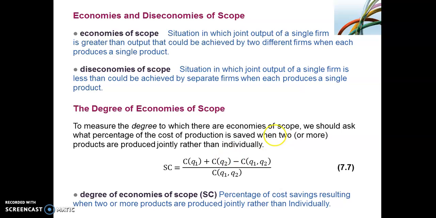Now, if we were to interpret it, if you had economies of scope in existence, then the joint cost must be less than the individual cost. Then you would find that SC is going to be greater than 0. And if there are diseconomies of scope, then this SC would be less than 0.